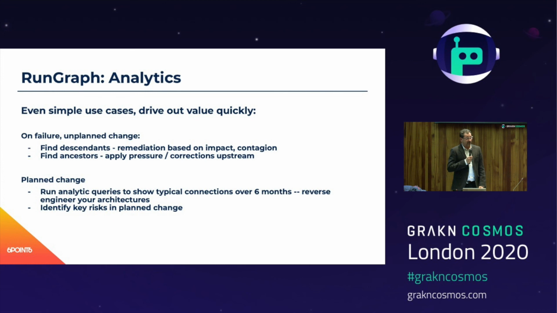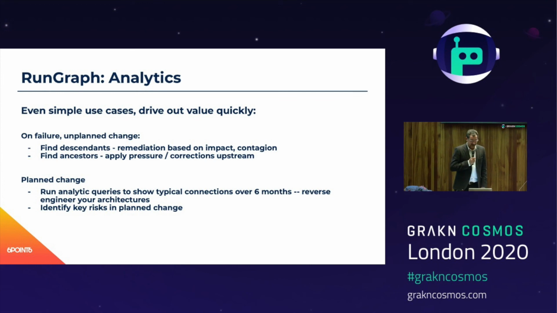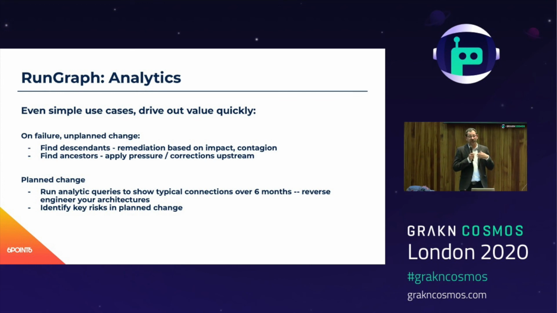On a failure, can I find all the descendants? I want to remediate based on impact. Actually, I'd also like to find all the ancestors because I like to apply pressure to the person who messed up the file and then gave it to me.